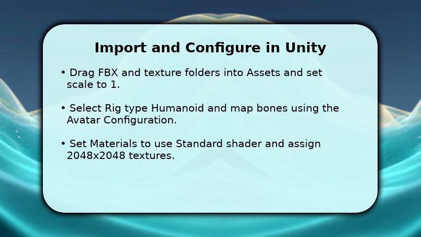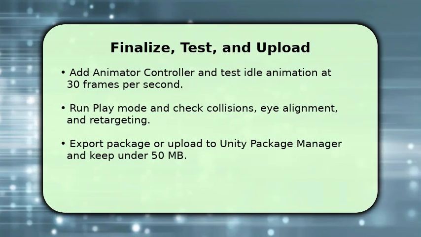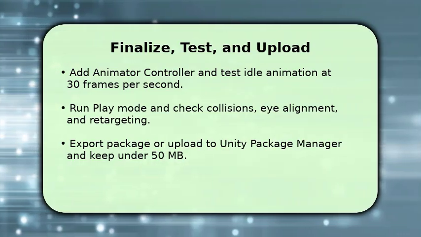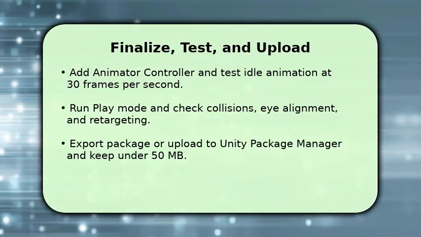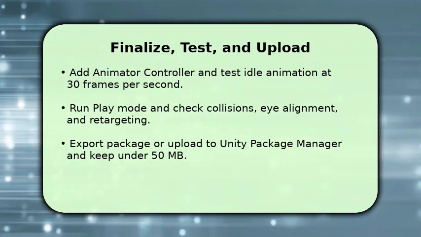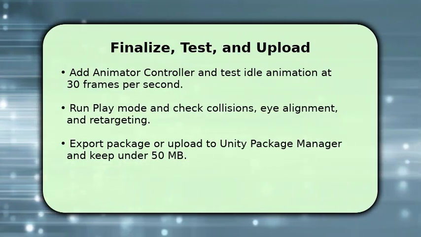Create an animator controller and add a simple idle animation at 30 frames per second. Place the avatar in a test scene and enter Play Mode to check collisions and eye alignment. Verify retargeting by applying standard Unity animations to confirm correct bone mapping.